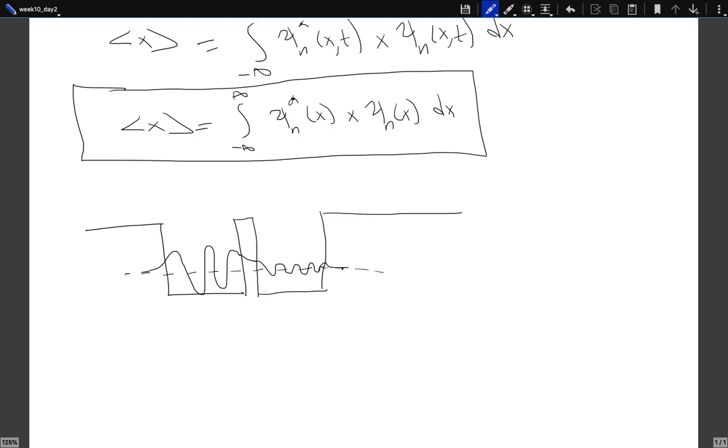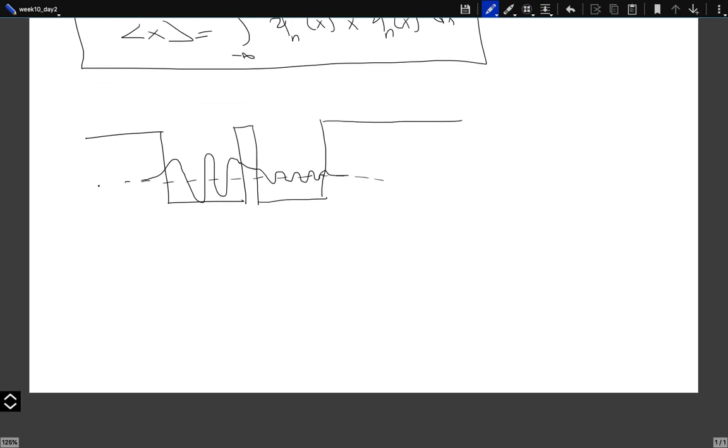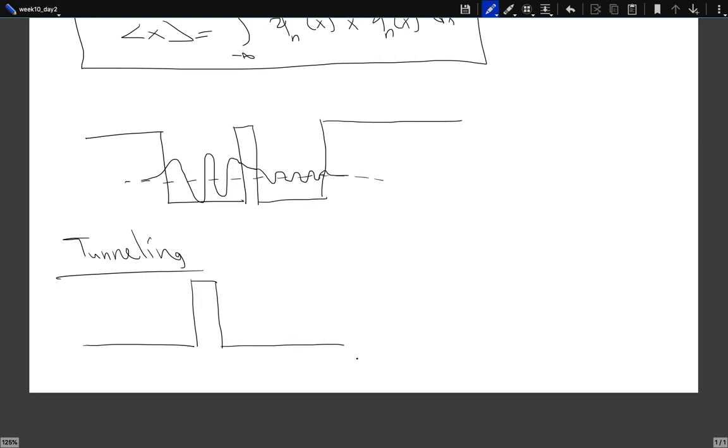Let's just ignore these walls. Let's just assume just a single barrier. So this is what we will assume. This is u is equal to 0. And it has some height, let's say u is equal to u0.